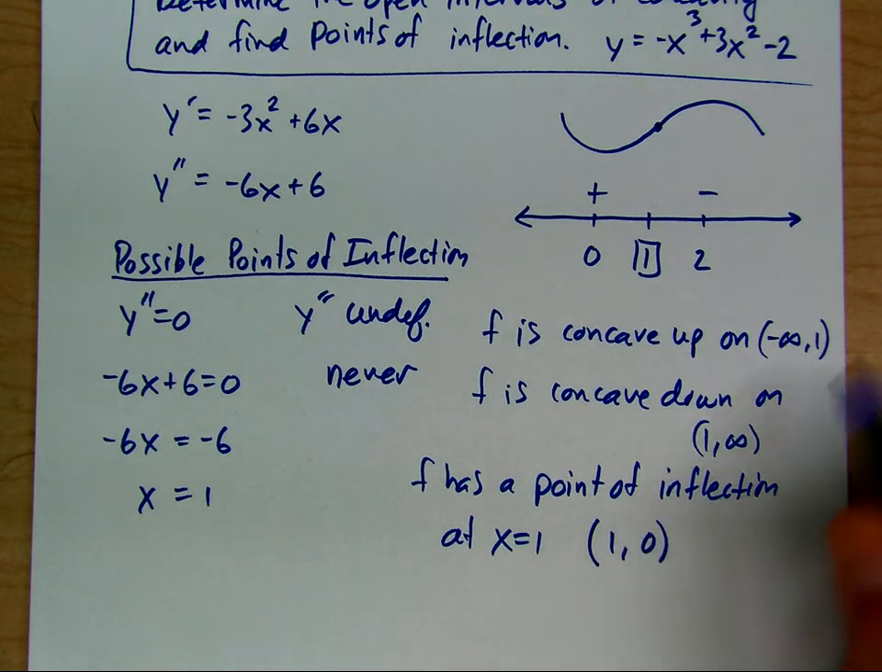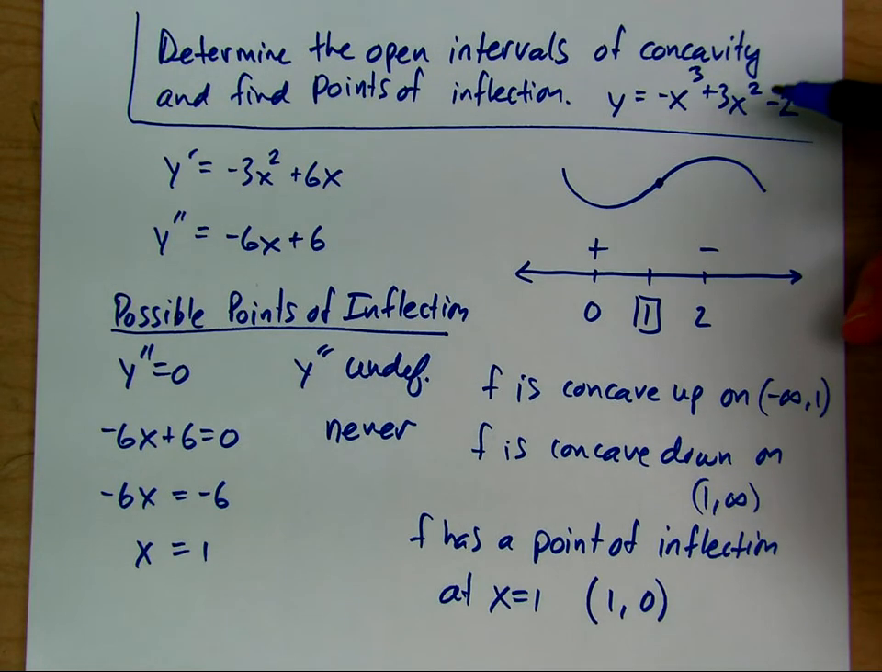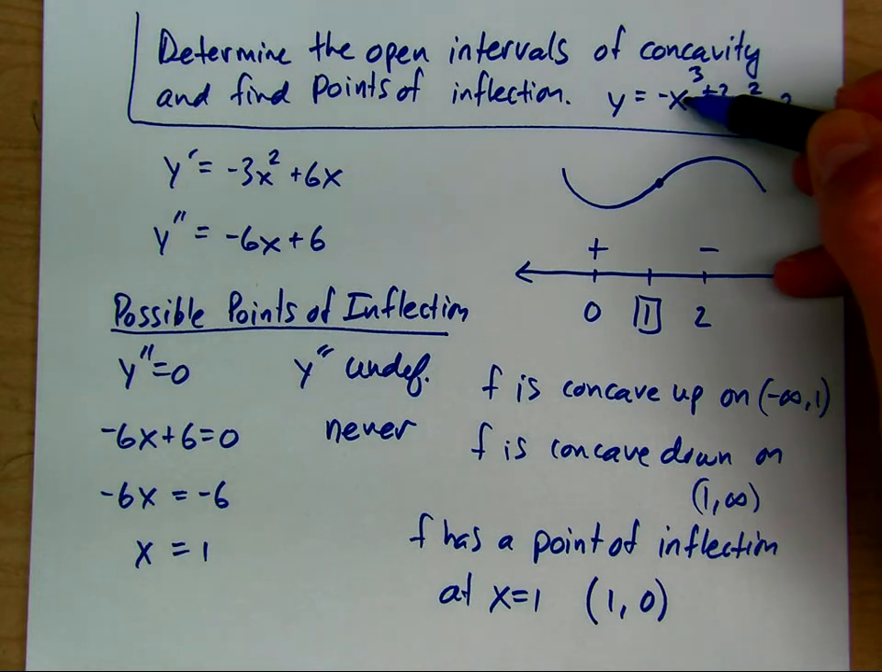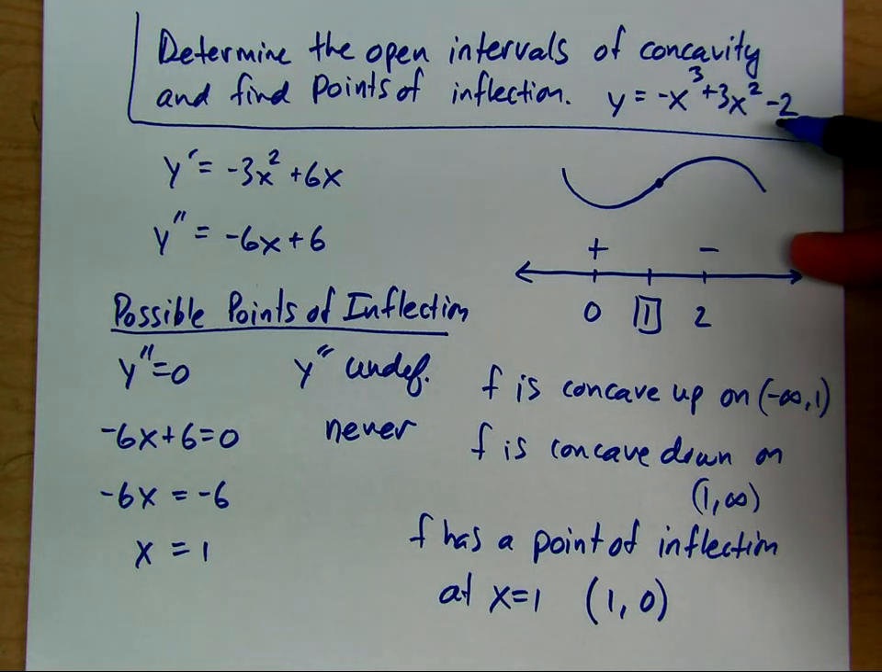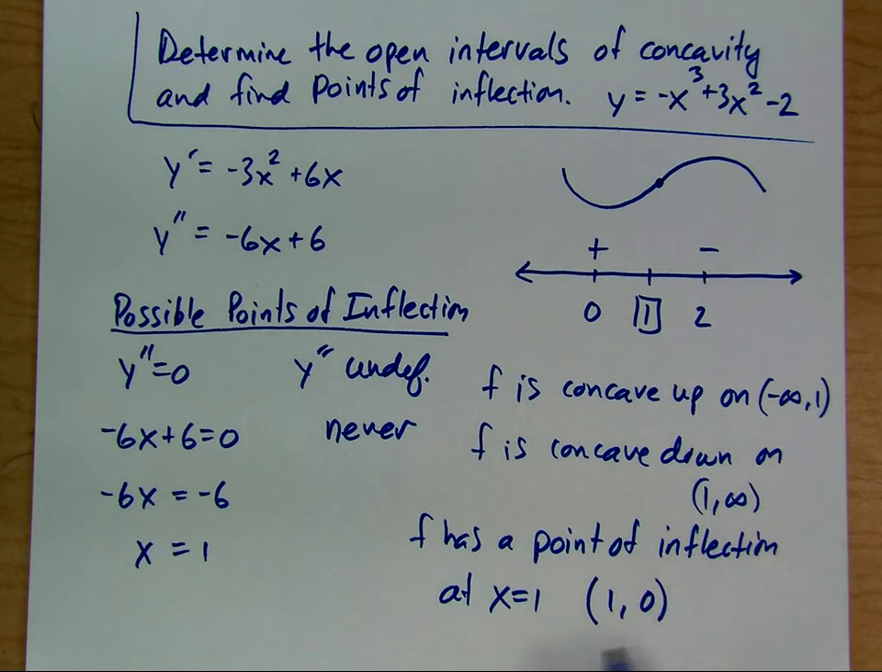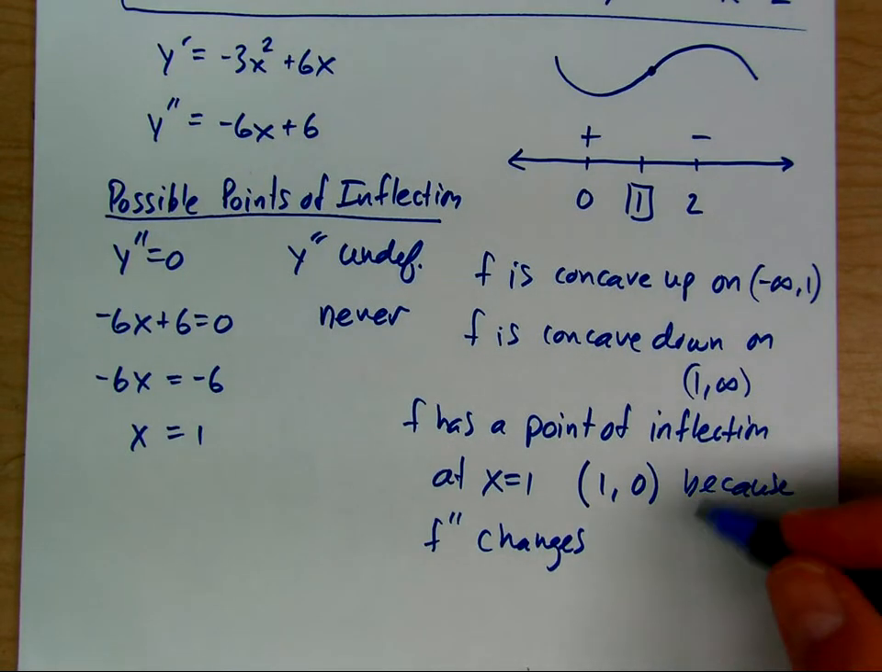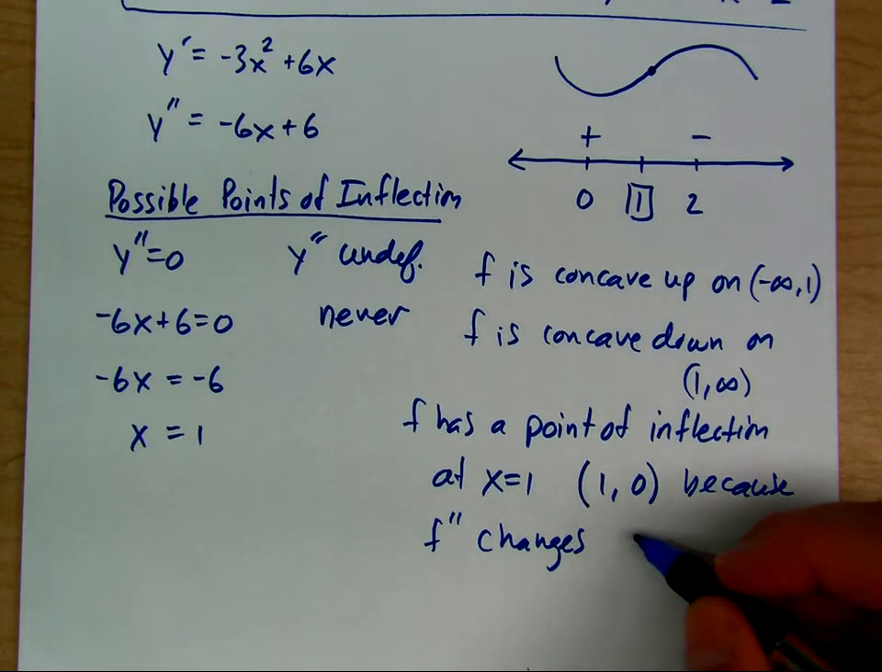No, it's not 1, 0. If you put a 1 there and a 1 there, it will be 1, 0. So at x equals 1, or the coordinates are 1, 0, because f double prime changes signs. So here we don't worry about whether it's positive to negative like we did before. It just needs a sign change.